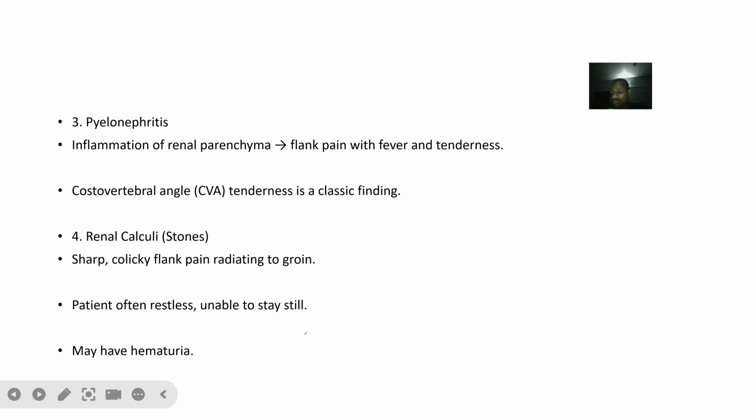It could also be pyelonephritis. Okay, so pyelonephritis is usually inflammation as a result of infections. So you also have that. So costovertebral angle tenderness is a classic sign.